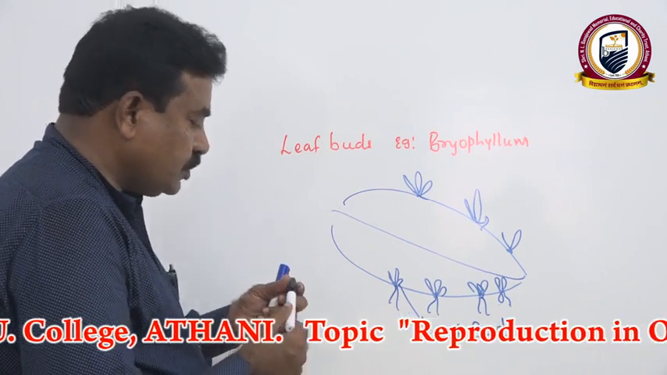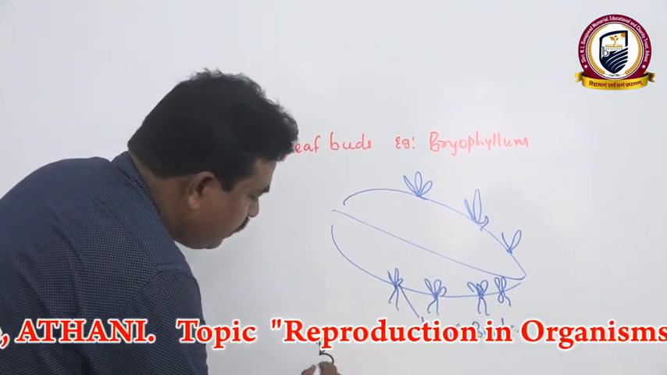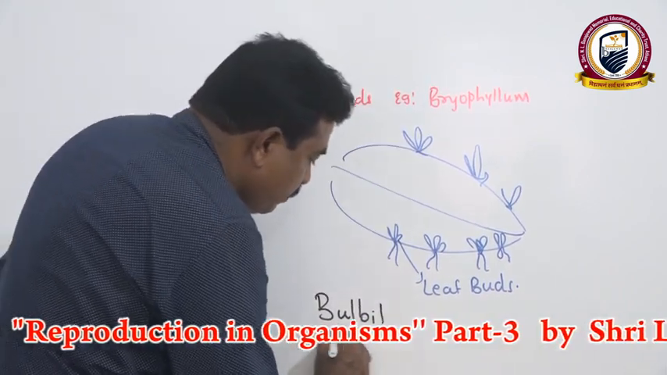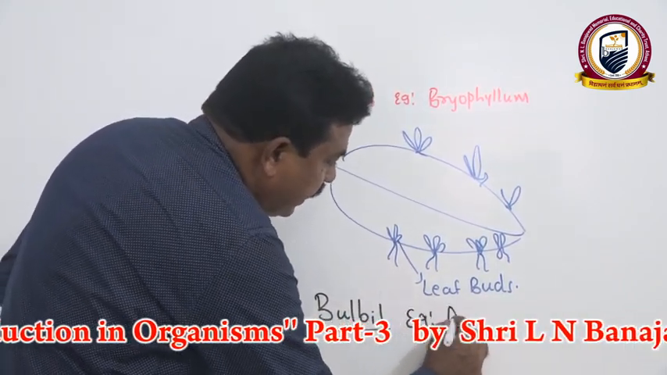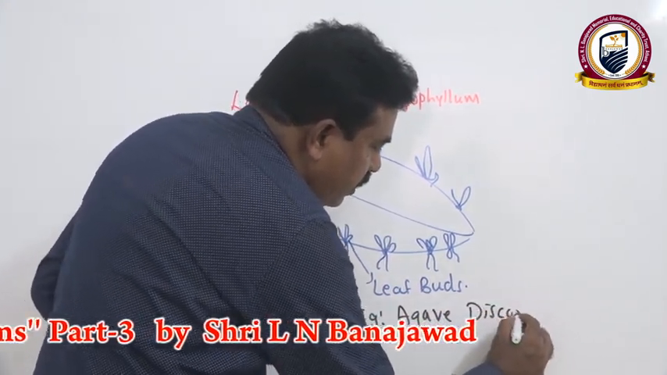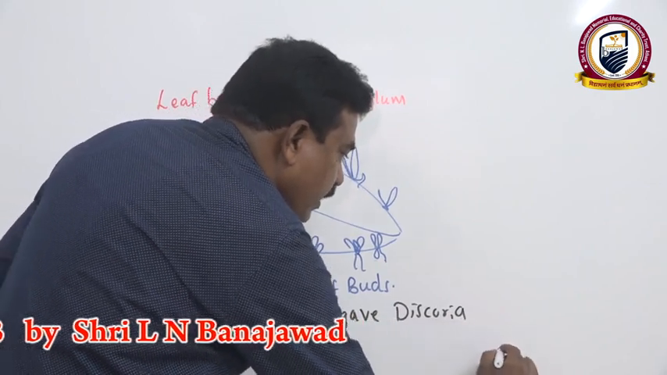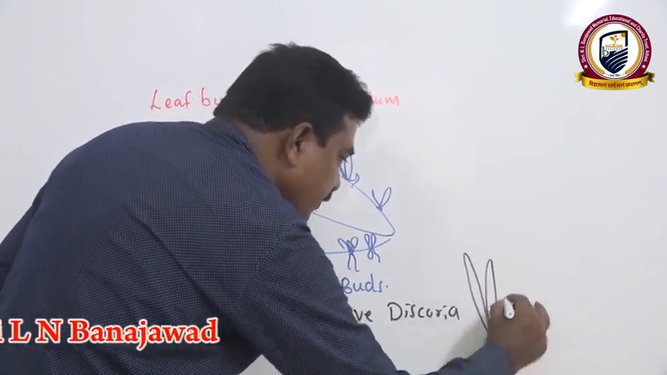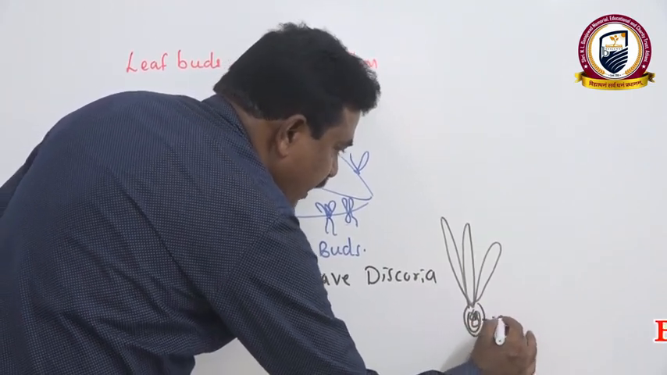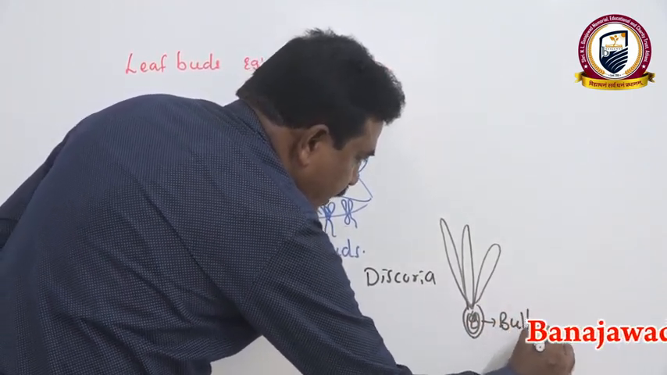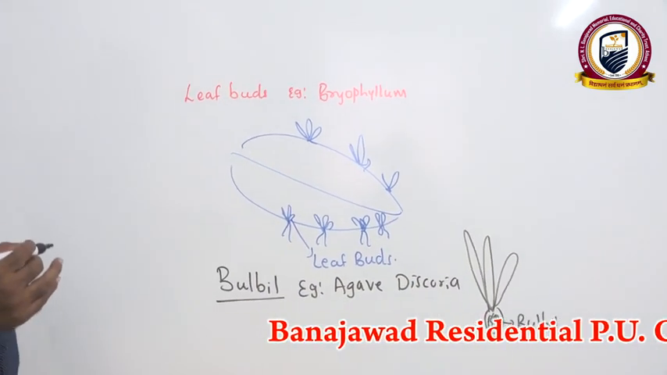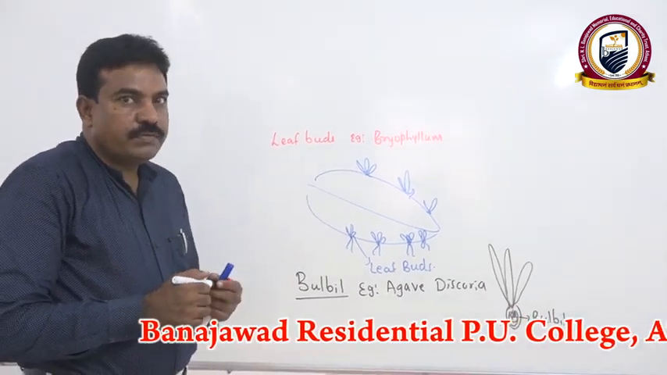And the last one, most important, is bulbil. Bulb we see in onion and garlic; bulbil we see in Agave, Dioscorea and others. Here, in the mother plant itself, a bulb-like structure with leafy vegetation is formed, and this we call a bulbil. That bulbil detaches from the parental plant and grows into a new plant. This is another asexual mode of reproduction.